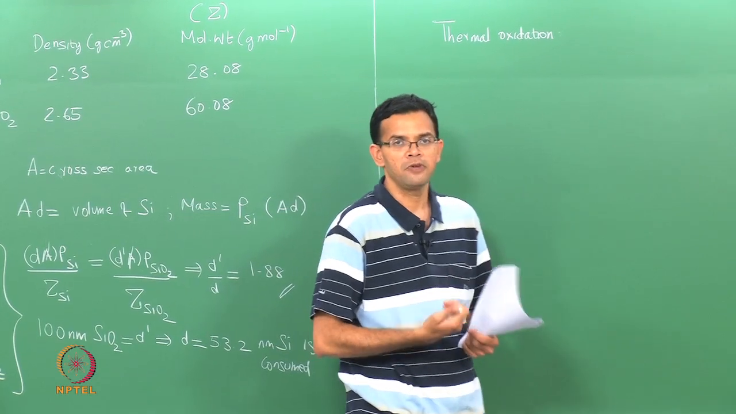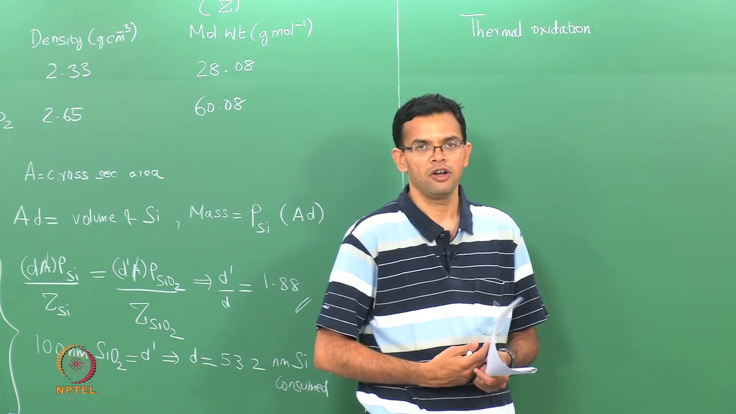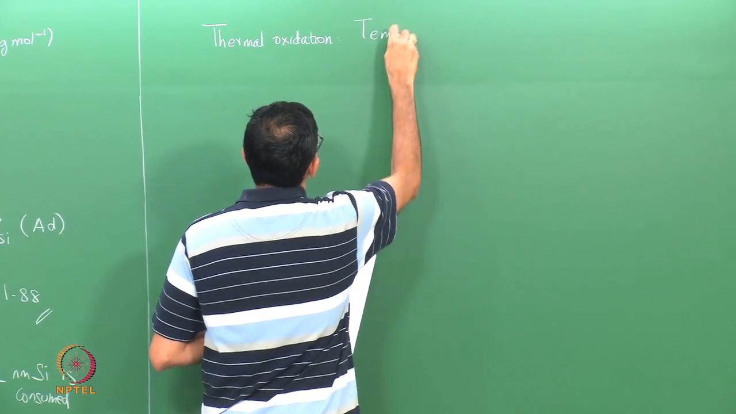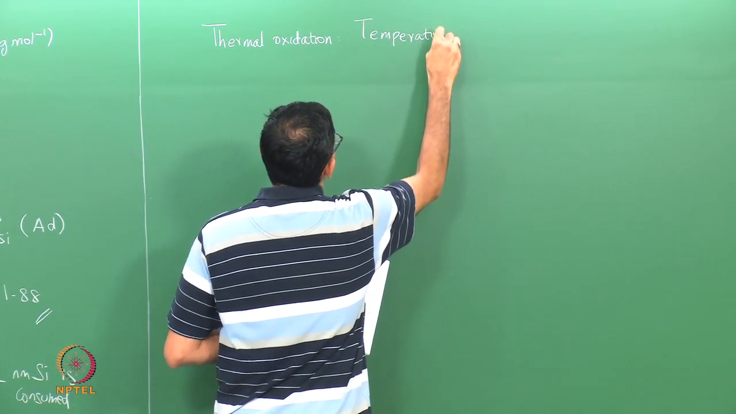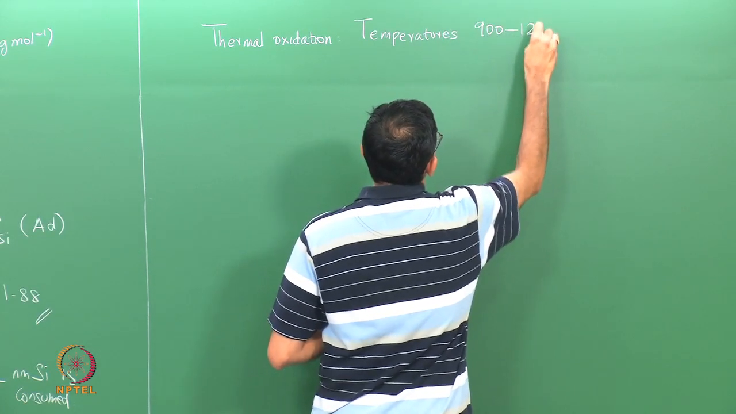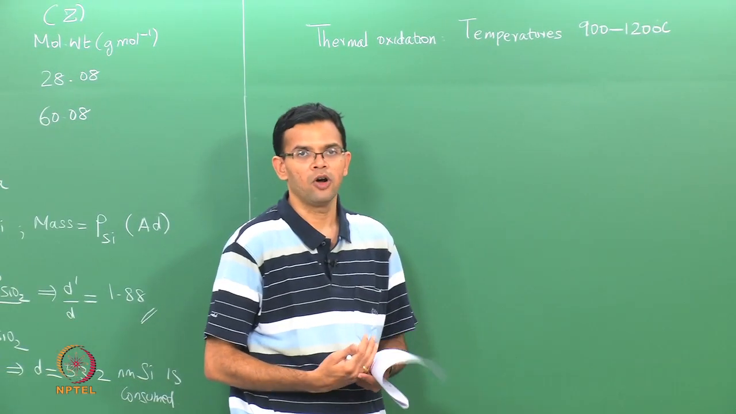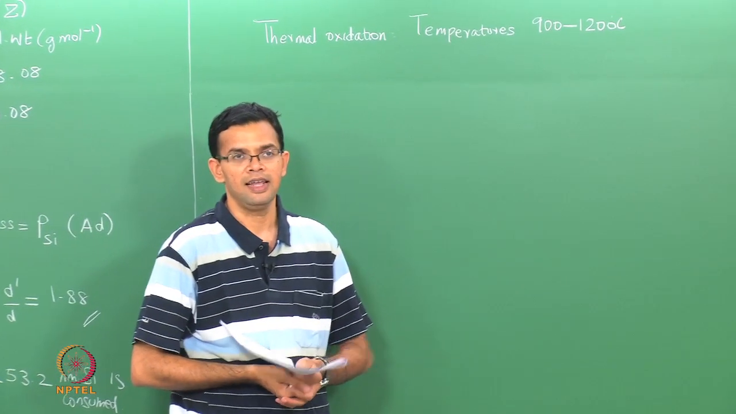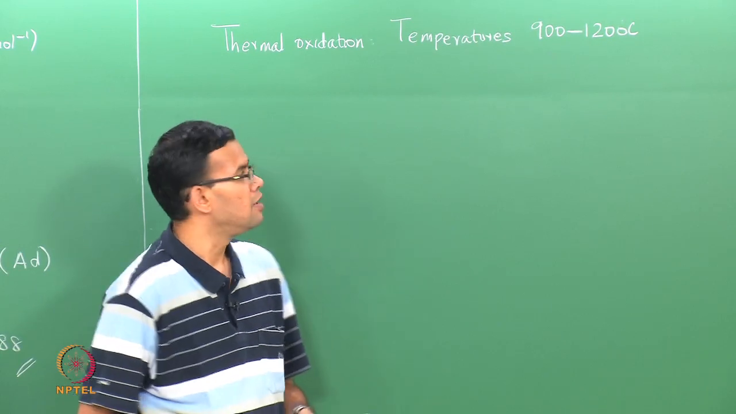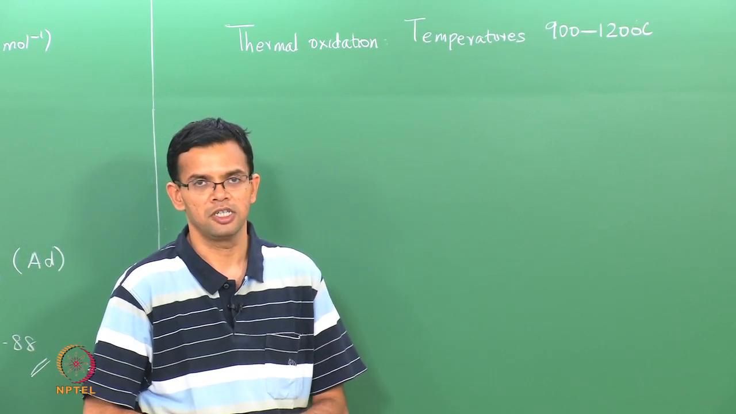So, we saw that there were two ways of growing silicon dioxide. You can either have a wet oxidation or a dry oxidation. In both cases, the typical operation temperatures are somewhere between 900 to 1200. This again depends upon the thickness of the silicon dioxide layer that we want to form, and also the process time and so on. So, later we look at some numbers and try to compare both wet oxidation and dry oxidation.